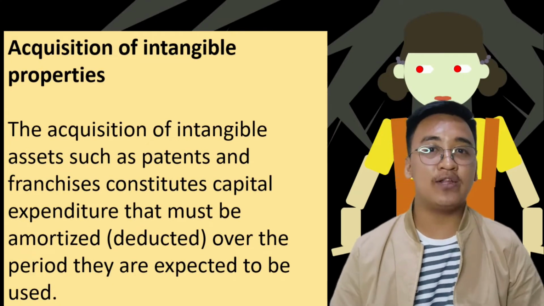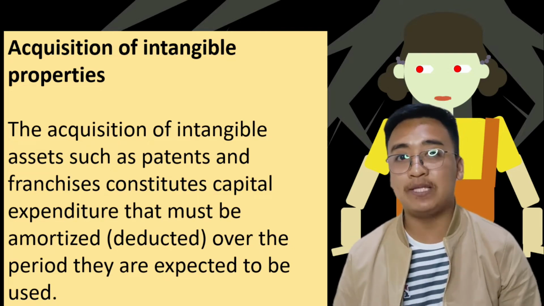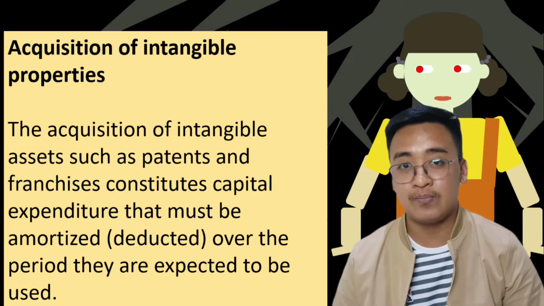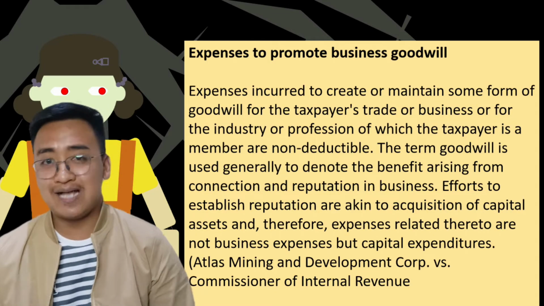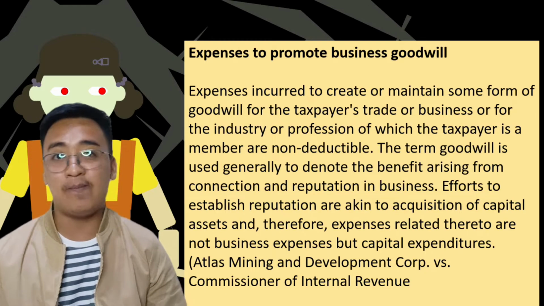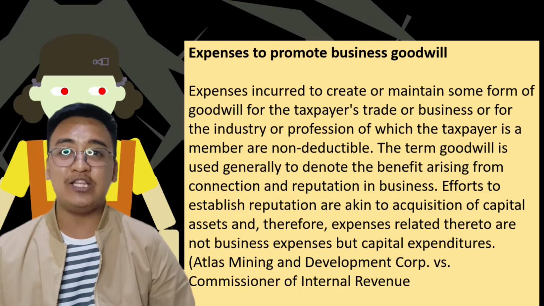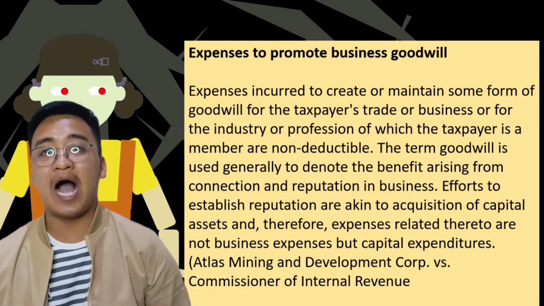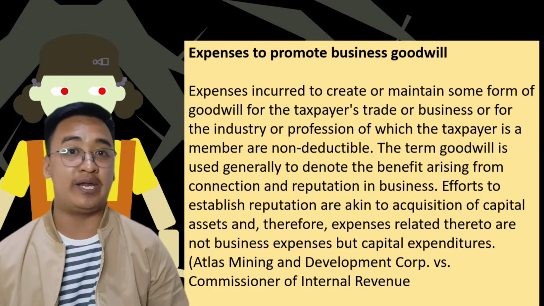Furthermore, the acquisition of intangible assets such as patents and franchises constitutes capital expenditure that must be amortized over the period they are expected to be used. In addition, expenses incurred to create or maintain some form of goodwill for the taxpayer's trade or business, or for the industry or profession of which the taxpayer is a member, are non-deductible. These expenditures are expected to benefit future periods. Hence, they should be amortized over the period of years during which the benefits of the expenditures are realized.